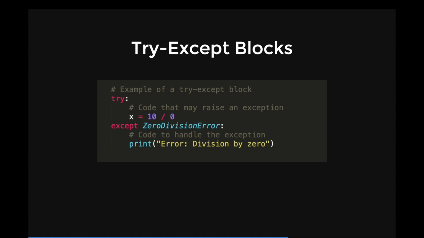In the example here, the try block attempts to divide 10 by 0, which raises a zero division error. The except block catches this exception and prints an error message.